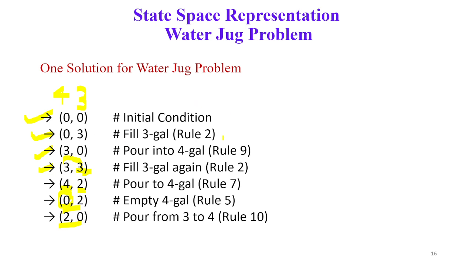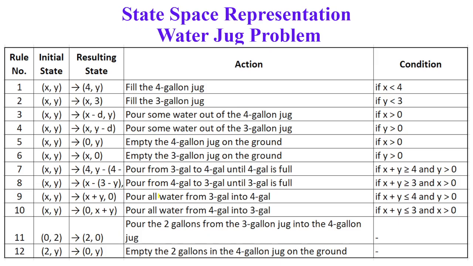Now here you can see rule 2, rule 9, rule 2, rule 7. So that I will talk about now. You can see here we have a set of operators that can be performed. These are the rules, like fill the 4 gallon jug. So x comma y is the initial state.